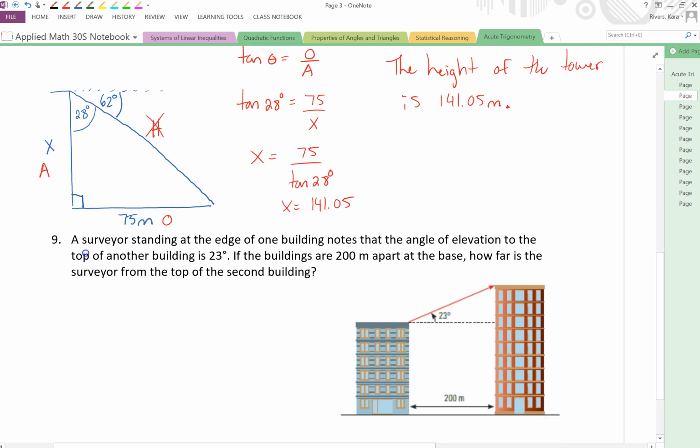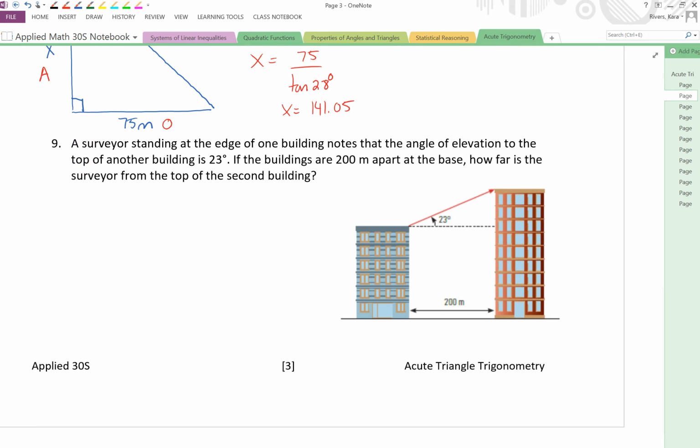All right, last example for today's lesson. It says a surveyor standing at the edge of one building notes that an angle of elevation to the top of another building is 23 degrees. So you can see there's that line of sight, and there's your angle of elevation. If the buildings are 200 meters apart at the base, how far is the surveyor from the top of the second building? So what are we looking for in terms of x?